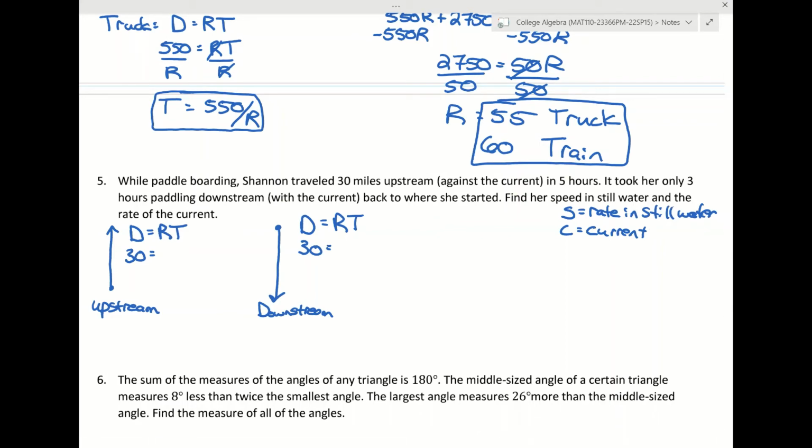If we're going upstream, the rate would be the rate in still water minus the current times the number of hours, which would just be 5. So you take your speed in still water, you're subtracting the current because it's making you go slower. Going downstream, you're going faster. So however fast you're going in still water, if you add the current to that, and it only took 3 hours to go downstream.